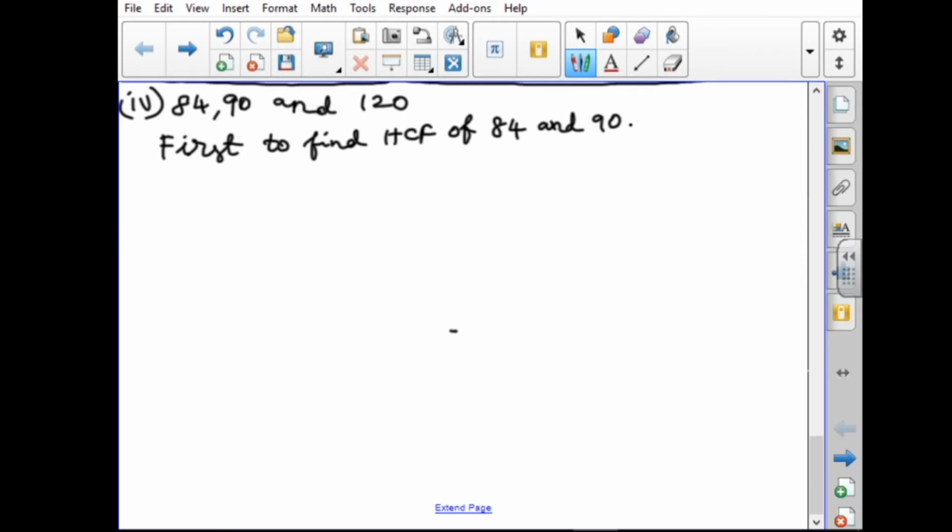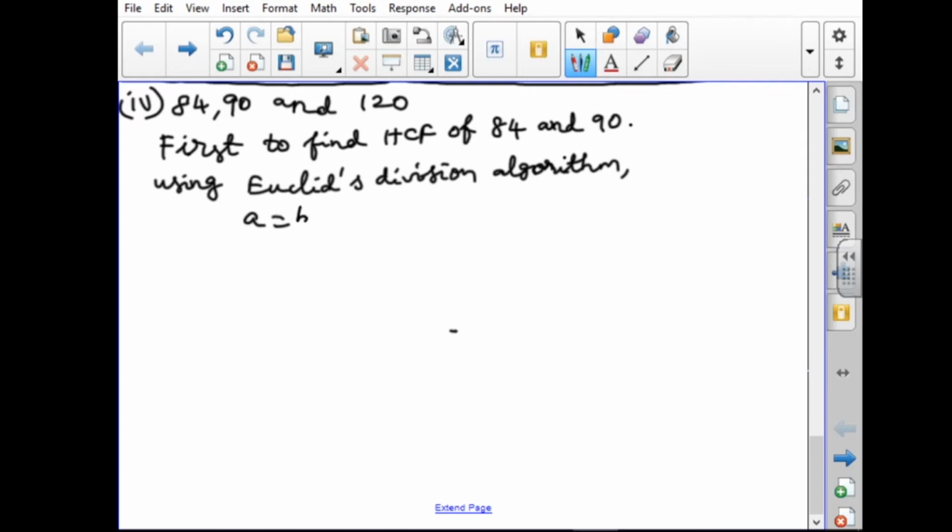The same thing, using Euclid's division lemma, Euclid's division algorithm, A equal to BQ plus R.